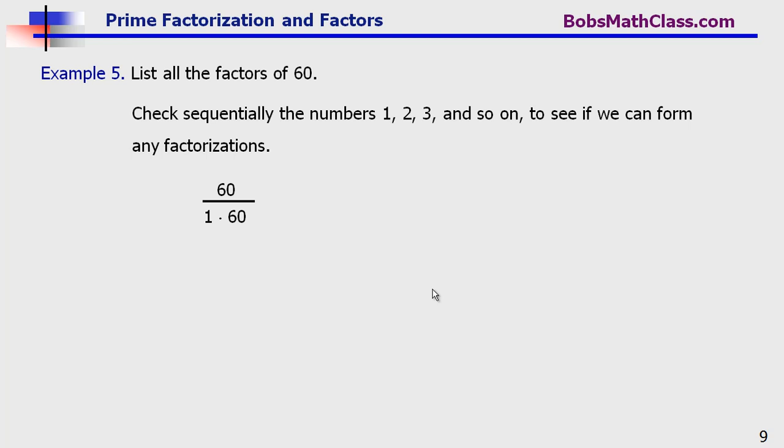Okay, let's see. What's the next one? 2 times 30. You might want to, if you can't do that in your head, then do the division on the side on your scratch work. 3 times 20. 4. Does 4 go into 60? Yes, it does. 4 times 15. 5 times 12. 6. Yes, 6 times 10.